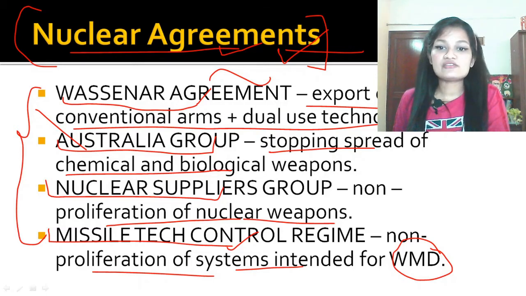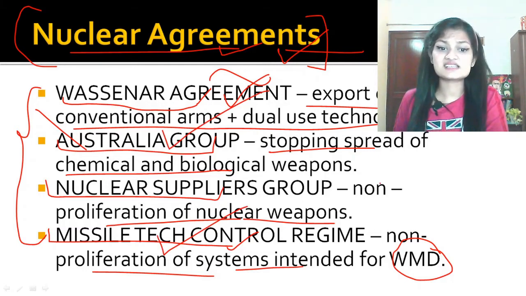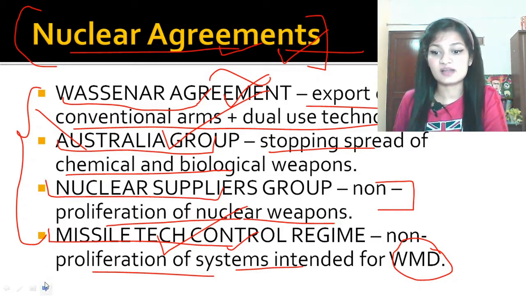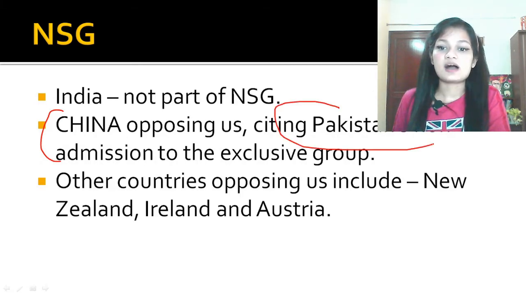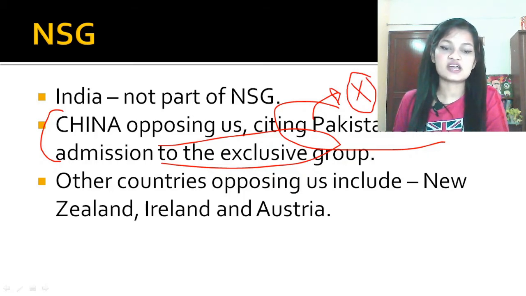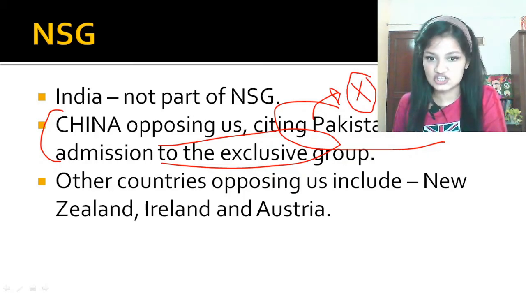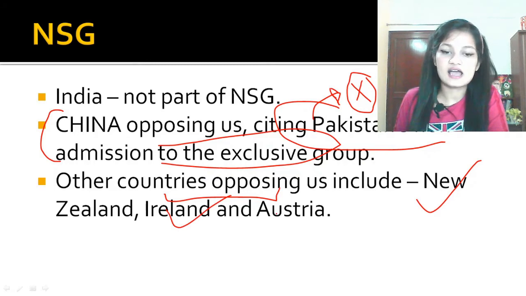India is a part of three of them: the Wassenaar Agreement, the Australia Group, and the MTCR. India is, however, not a part of the Nuclear Suppliers Group, even though we are really trying to be a part of it, but we are not, primarily because China is opposing us by citing Pakistan's non-admission to the exclusive group. Because of this, a consensus is not being made possible because China is completely opposing India's entry. There are other countries that are opposing us, and these include New Zealand, Ireland, and Austria.